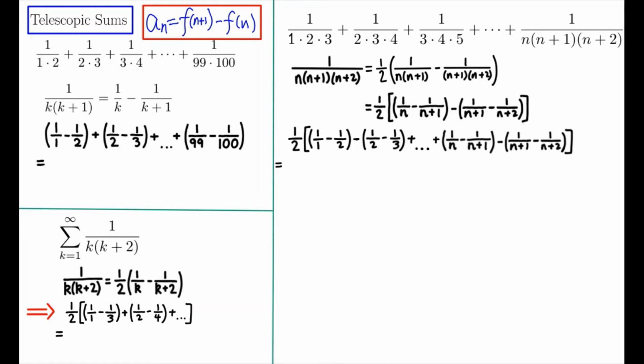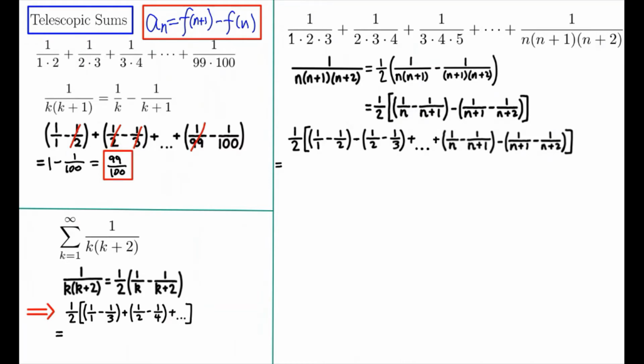So you'll realize that we can cancel a lot of this. Minus 1 half cancels with 1 half. Minus 1/3 cancels with the 1/3 after. 1 divided by 99 cancels with the one before it. And we're left with 1 minus 1 divided by 100, which is 99 divided by 100. And there you go, that's our answer to our first example.